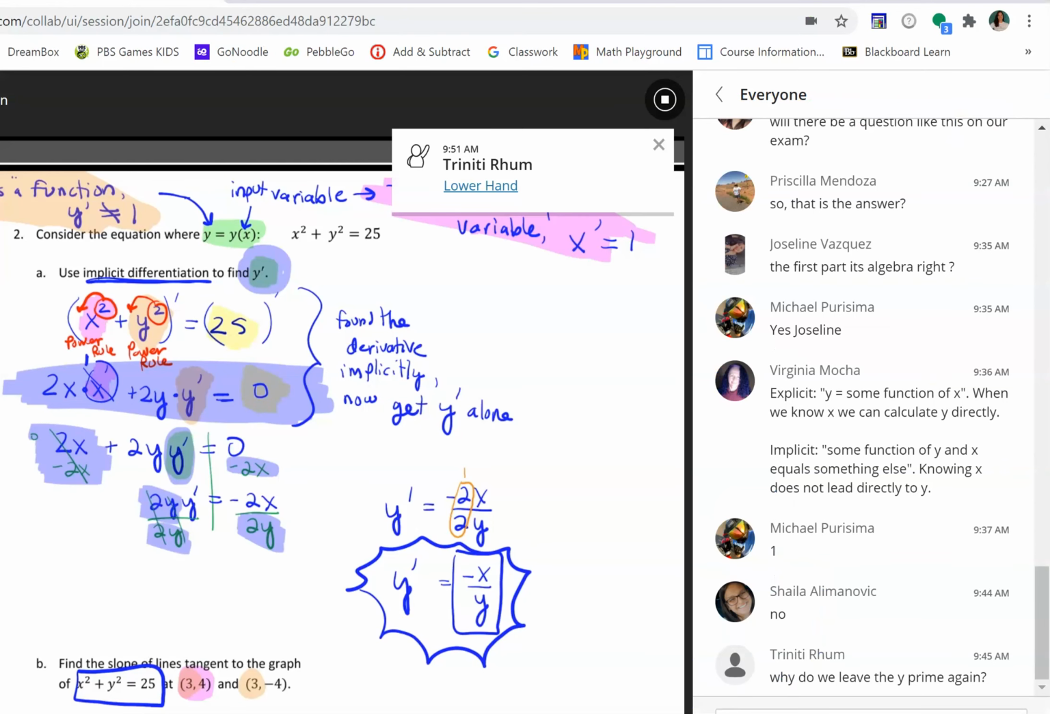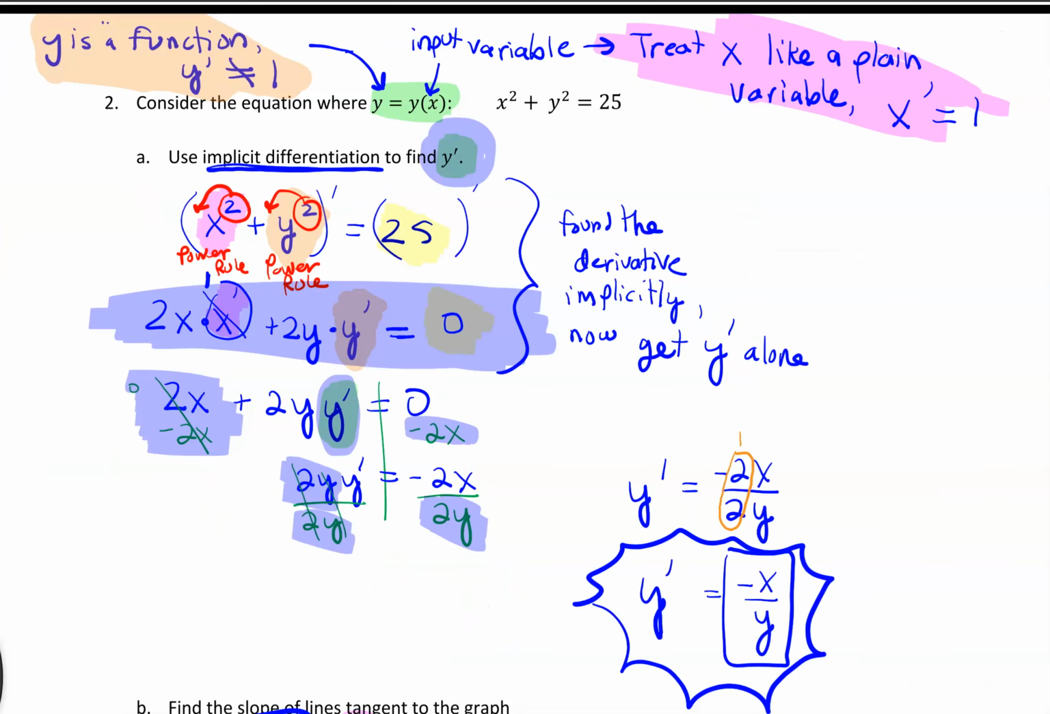So, since it's saying to find y prime, that's why we keep that y, like whenever we're solving in part A. Yes. So on a quiz or test, I am always going to give you this extra piece of information right here where I'm telling you y is a function of x. I'm giving you that notation so you can see the input. You can see x as an input, so you know x is an everyday plain old variable.